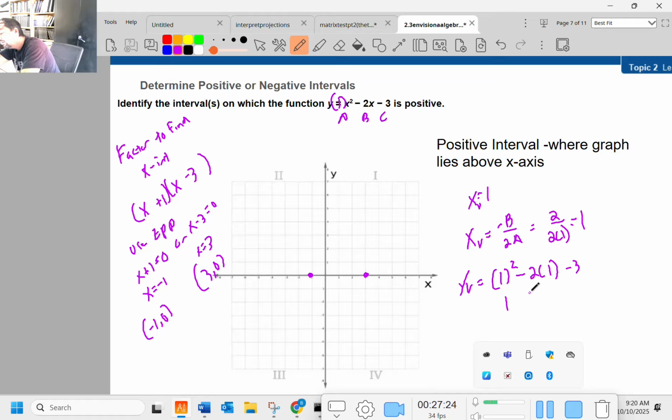That's going to turn 1. This is going to make -5. It's -4. So 1, -4 is the y-coordinate of our vertex.